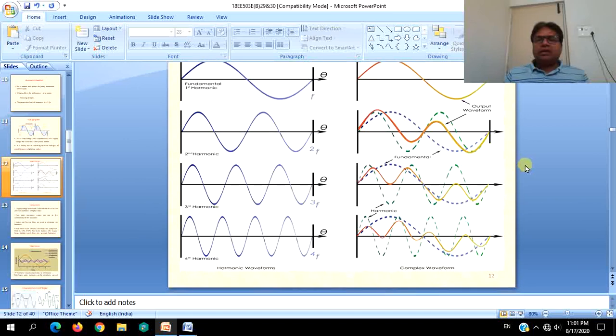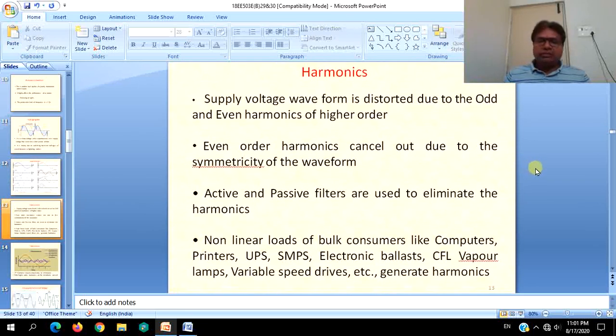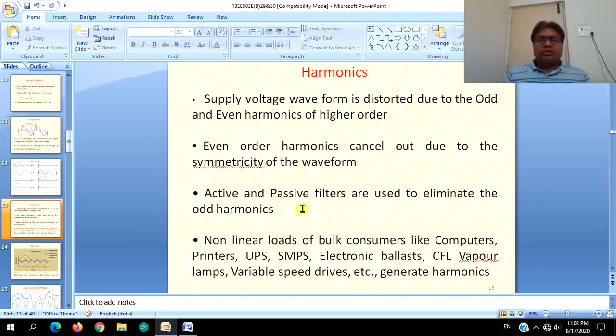But something can be done to eliminate them. Supply voltage waveform is distorted due to the odd and even harmonics of higher order. Even order harmonics cancel out due to the symmetricity of the waveform. Active and passive filters are used to eliminate the harmonics. Which harmonics? Now the odd harmonics. These are the filters which we have discussed in basic electronic circuits, L and C filters.